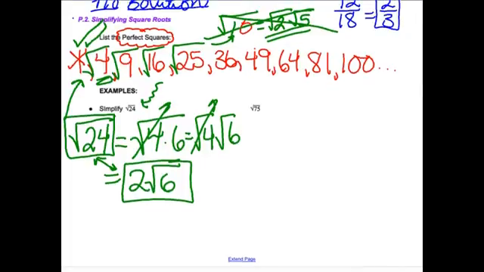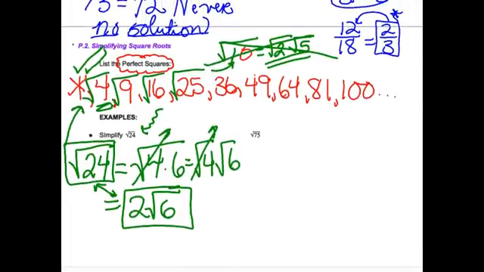Just like up here with these fractions, when I simplified it, I didn't change its value. This is on a calculator 0.6 repeated. 2/3 is also 0.6 repeated. I've just simplified it. So let's do the square root of 75.